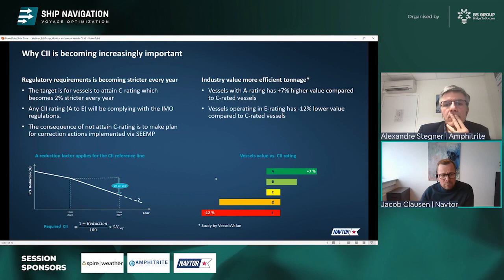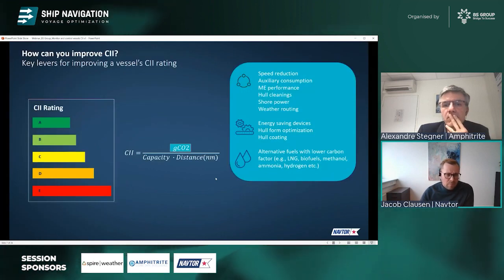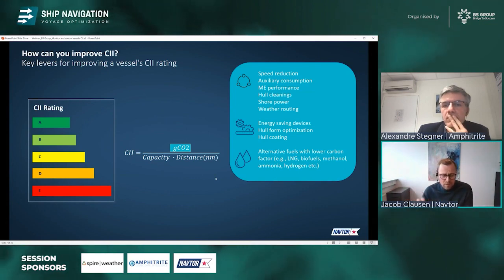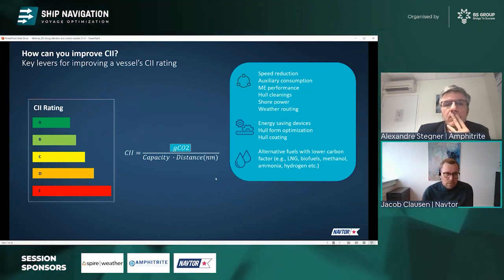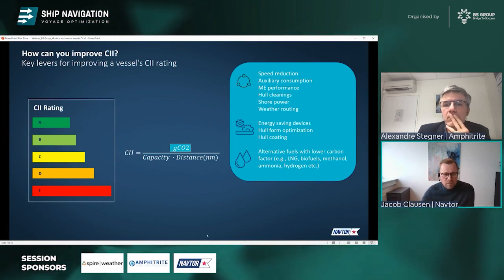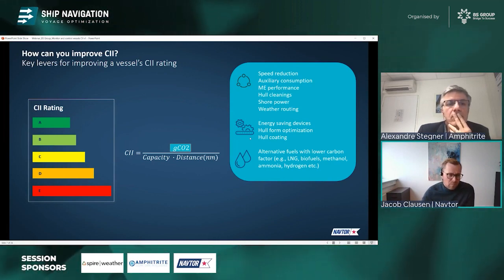Yeah, and what are the dynamic factors? So there are many different things that are affecting the emission part of the CII. If we go back to the equation, apart from all the deductions you can do, because they're typically in the minor order, then there are of course a lot of different initiatives, and many of them have already been mentioned.